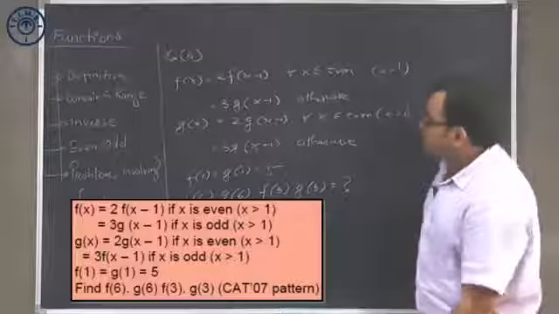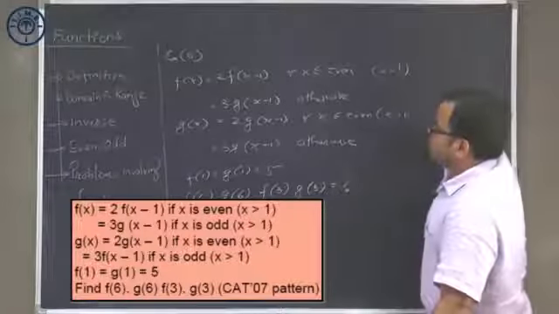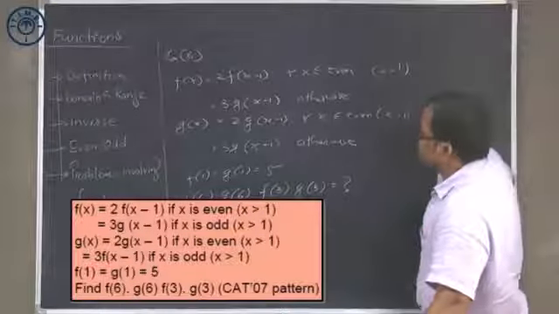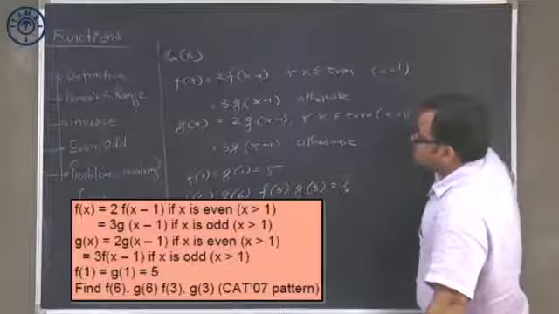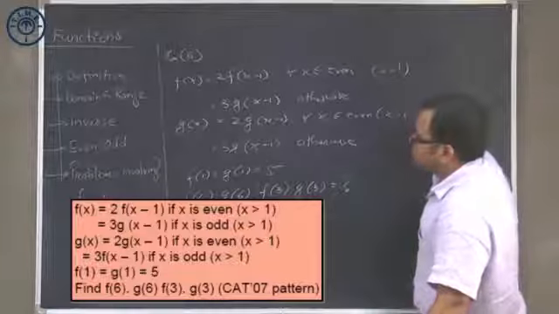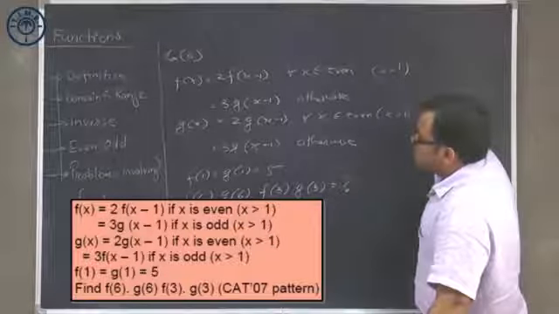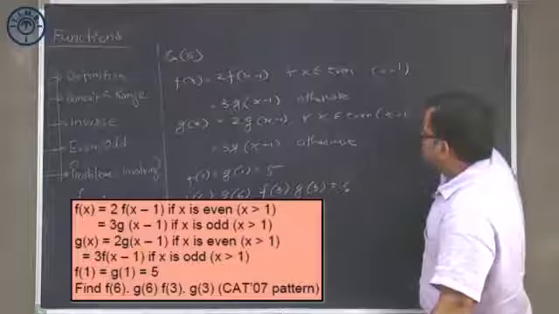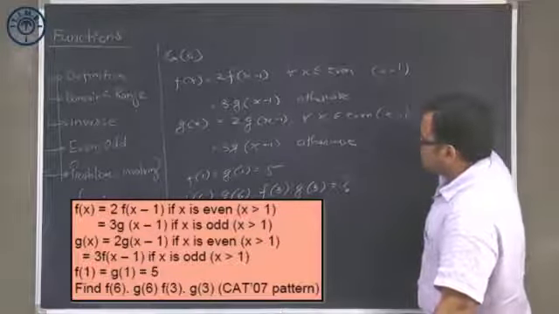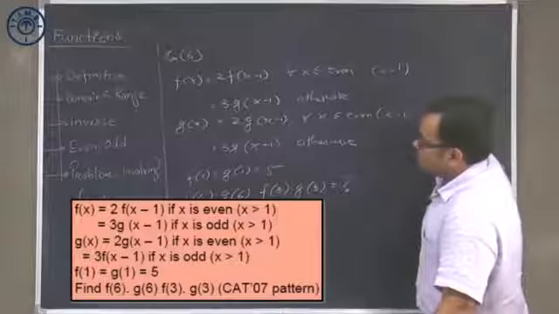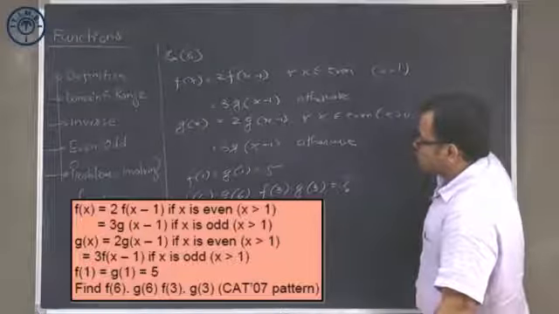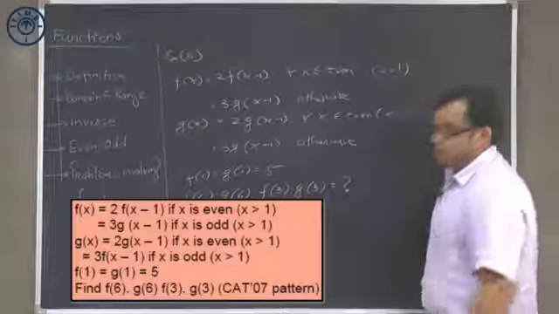We are given f of x equals twice f of x minus 1 for all values of x, where x is an even number greater than 1, and is equal to thrice g of x minus 1 otherwise. So which means that x is an odd number. g of x is equal to twice g of x minus 1 for all x which are even numbers, and is equal to thrice g of x minus 1 otherwise. The value of f of 1, g of 1 is given as 1. We have to find the value of f of 6 into g of 6 into f of 3 into g of 3.